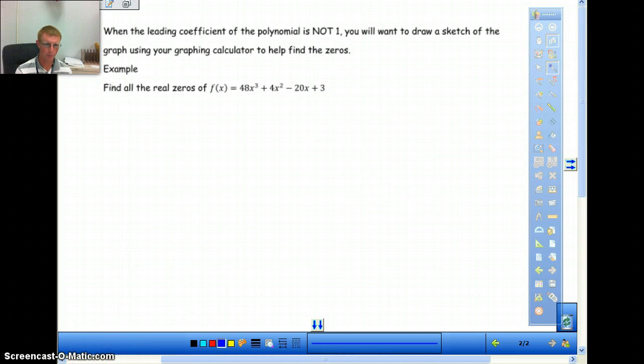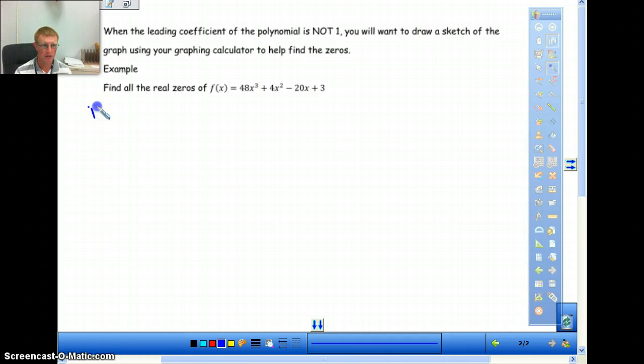Okay, so on the second problem, we're doing the same thing, but it's a little bit different now. It says when the leading coefficient of the polynomial is not 1. So right there, 48, we know we're going to have problems because we're going to end up with a lot of fractions. So we're going to draw a sketch of the graph using the graphing calculator to help us find the zeros. But what we're first going to do is the same thing that we did before, which is figure out the possible zeros that we can have.